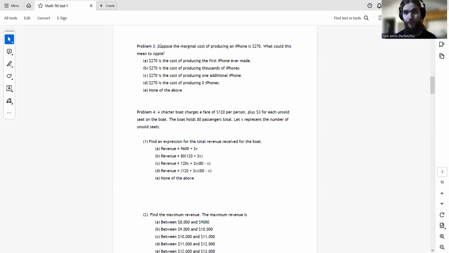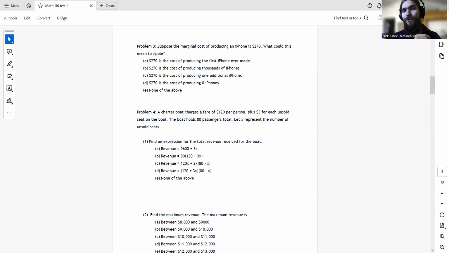Problem 3, suppose the marginal cost of producing an iPhone is $270. I looked this up when creating this question. This is somewhat in the ballpark of the actual range. What could this mean to Apple, who is producing the iPhones? Sort of these options. The cost of producing the first iPhone ever made.